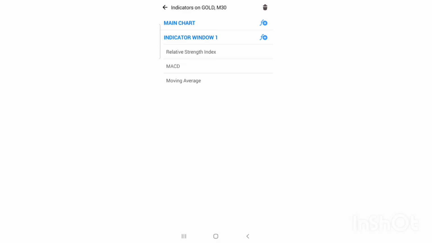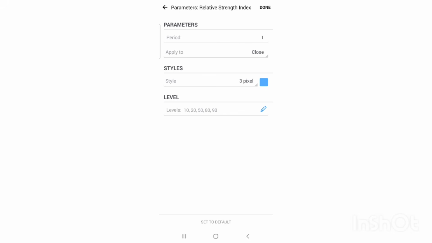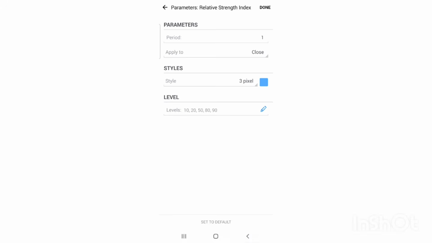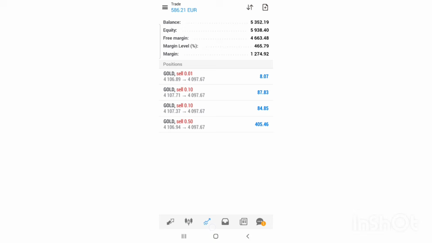After you click on indicator window, main chart, you look for relative strength index. So here on the relative strength index, we are using period 1, apply to close, style is 3 pips, color of your choice. And then on the levels here, we have level 10, description is wait, level 20, description is buy, level 50, description is take profit, level 80, description is sell, level 90, description is wait, style is 3 pips, color of your choice. I put black, and then you can go back and click on done.